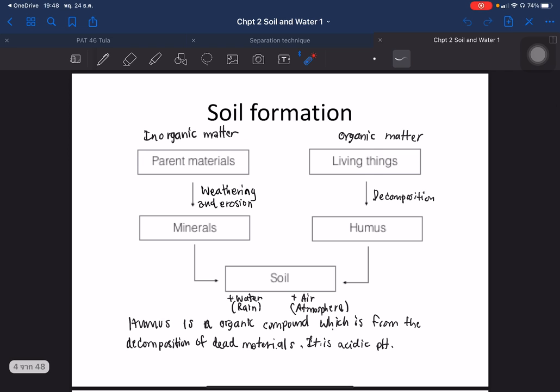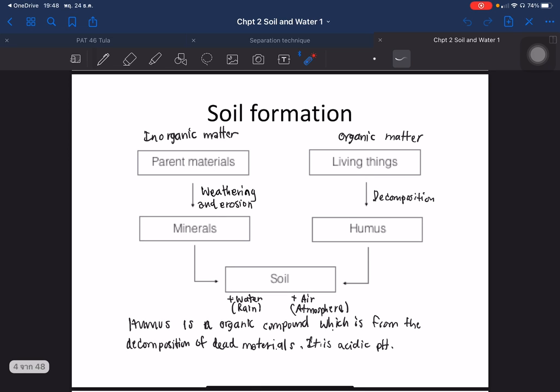As you see here from the soil formation diagram, you will see that the inorganic matter here comes from the parent materials, that is a rock, the large rock under the ground, passing through the process of weathering and erosion to get the minerals this way.